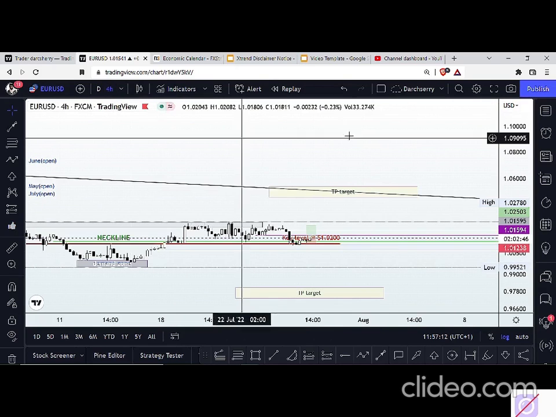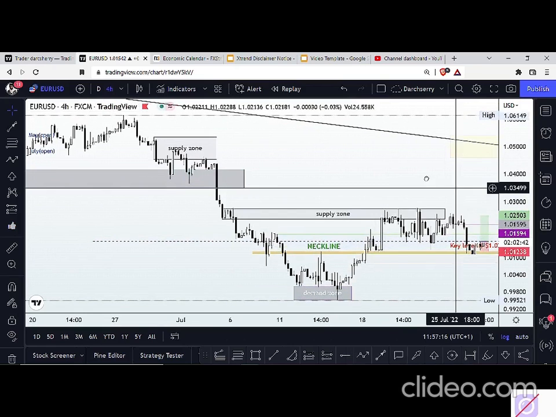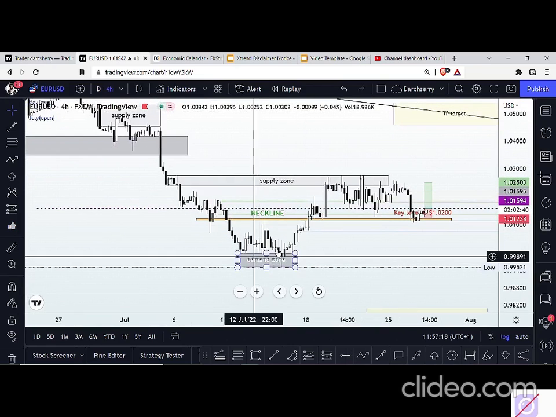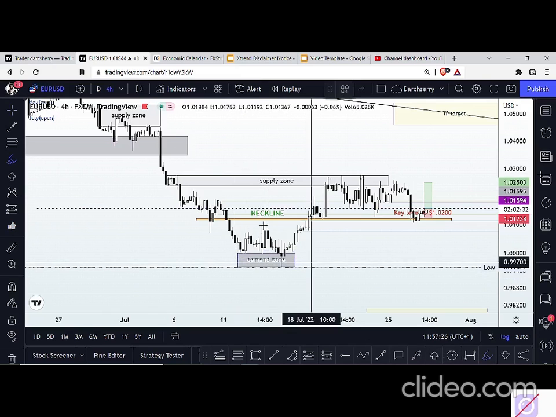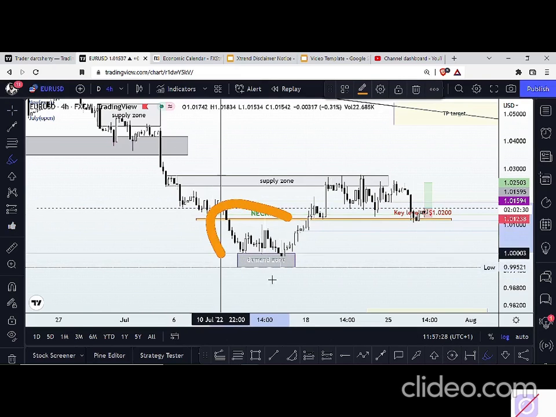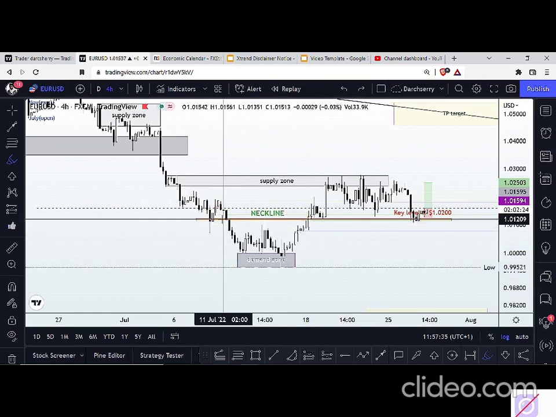So scaling down to the 4 hour time frame, I was able to identify a reversal pattern. That is, we had a demand zone at the 0.99700 area. We saw multiple rejections of this area, which makes it a reversal pattern, and it looks more like a double bottom structure.